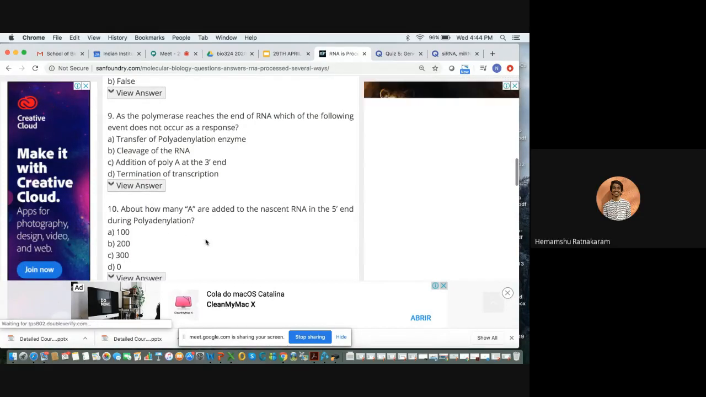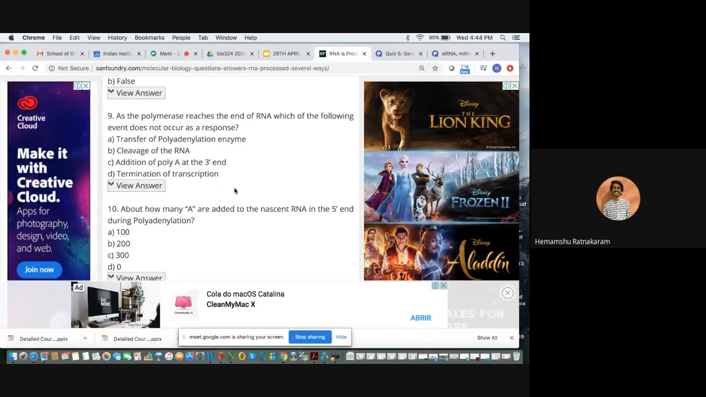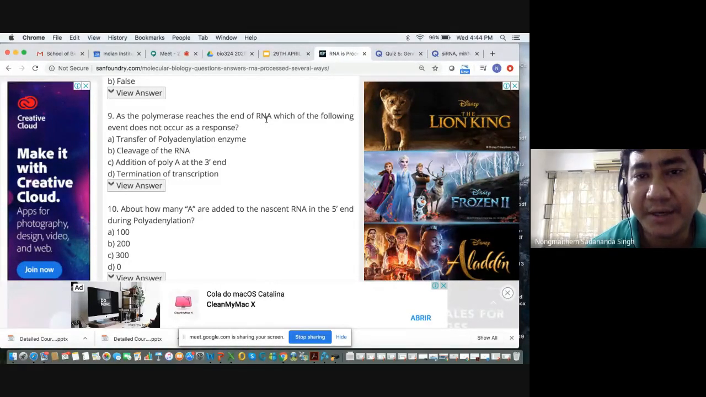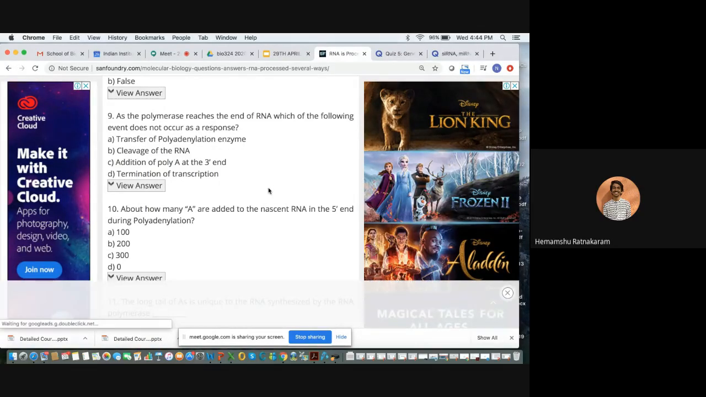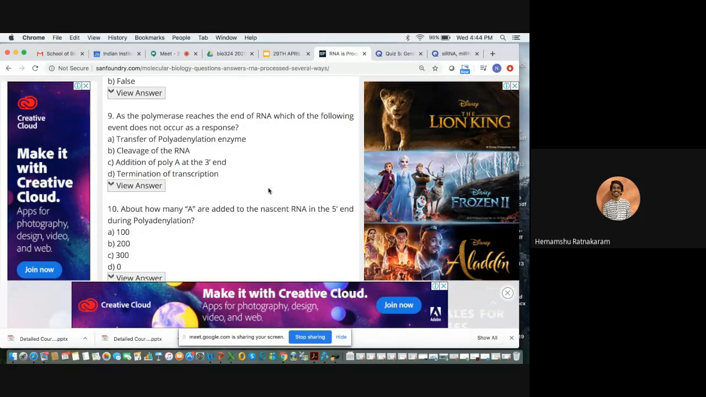Addition of poly A. Because it says, as the polymerase reaches the end of the RNA, which of the following events does not occur? The polyadenylation enzyme will come, but it can't add poly A because polymerization has not ended yet.